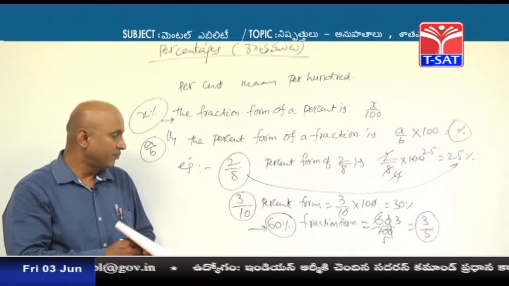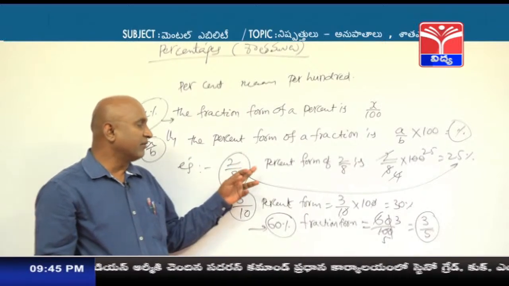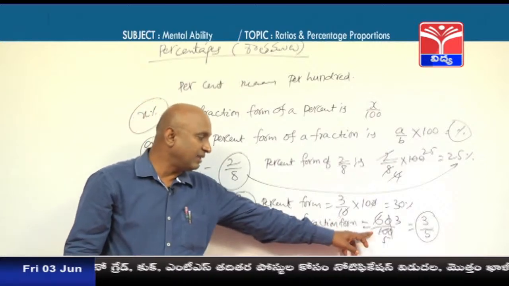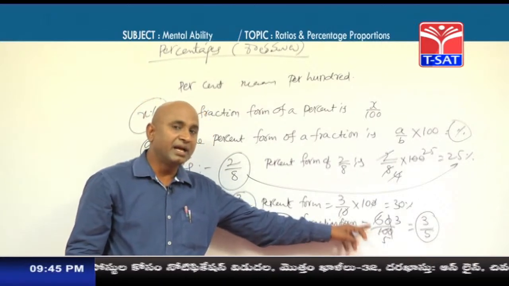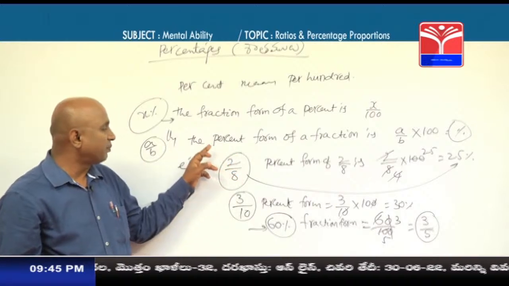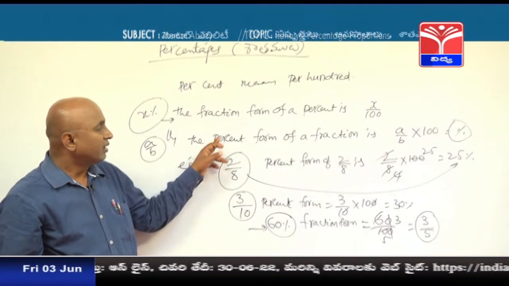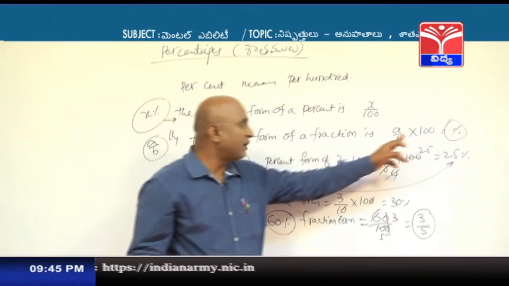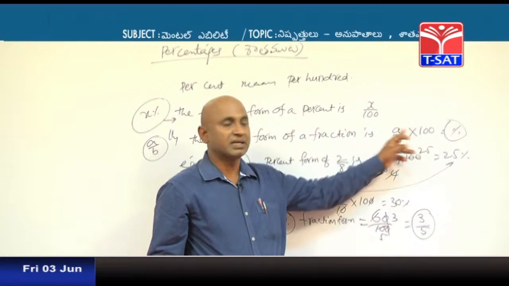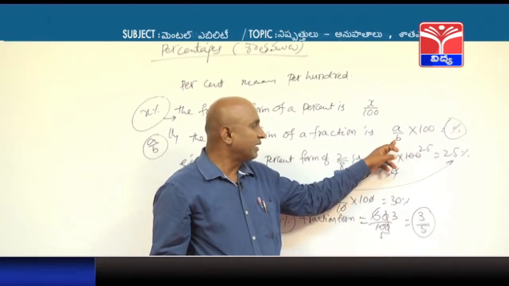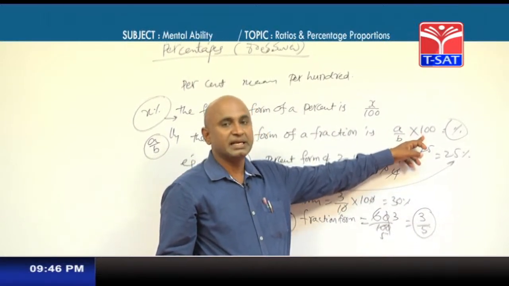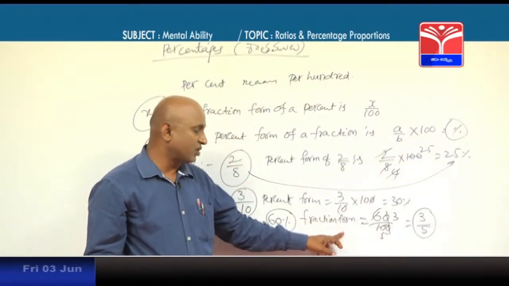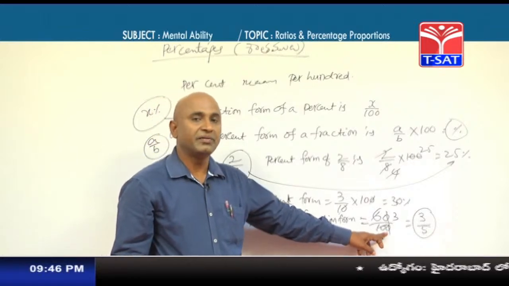One more time. In order to convert a percent into a fraction, divide the percent by 100, and to convert a fraction into a percent, multiply with 100, then you will get the answer. భిన్నాన్ని శాతంలోకి మార్చాలంటే 100తో మల్టిప్లై చేయాలి. అట్లాగే శాతాన్ని భిన్న రూపంలో మార్చుకోవాలంటే దాన్ని 100తో డివైడ్ చేయాలి.